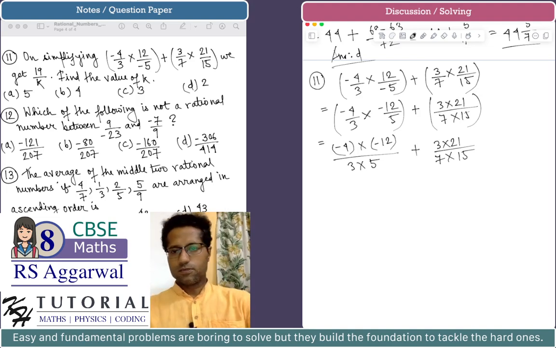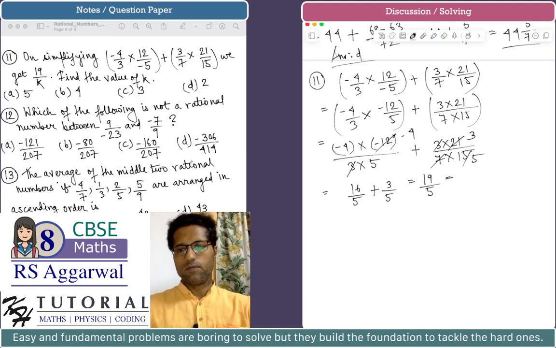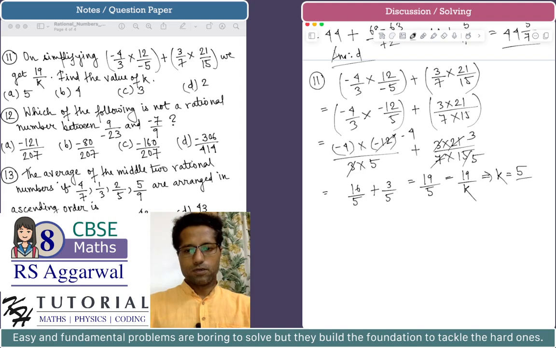Now we can do some cancellation. 3 cancels, and minus 12 with minus 4. So this becomes minus 4 into minus 4 is 16. 16 by 5 plus 3 by 5, which is equal to 19 by 5, which is given to be 19 by k. So this implies k has to be equal to 5. So the correct choice is A.